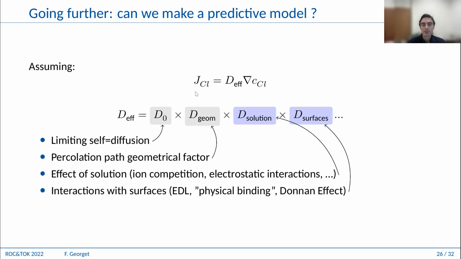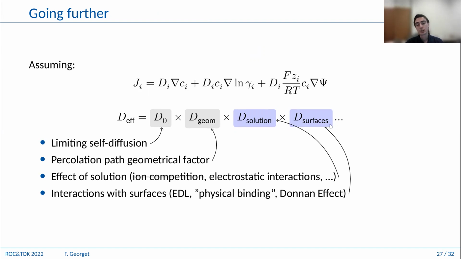For example, assuming that we have this flux equation, then we can define a diffusion coefficient as a combination of different factors: the limiting self-diffusion coefficient, the percolation path, the effect of solutions, and the interaction with surfaces. Of course, if you consider a different type of equation, then you need to be careful to change your model. For example, the effect of solutions, such as ion competitions, are now taken care of by these terms and do not need to be taken explicitly into account in the effective diffusion coefficient.